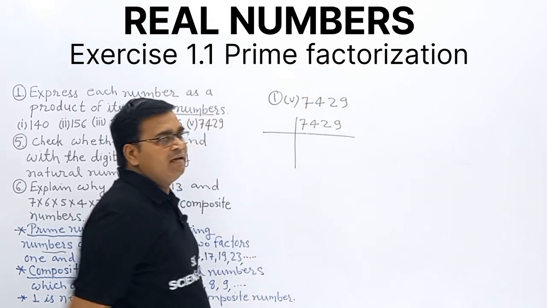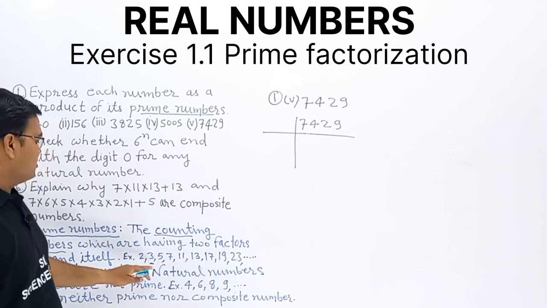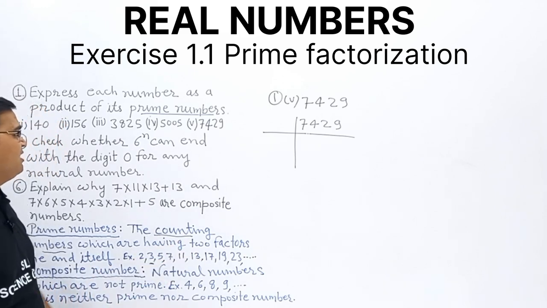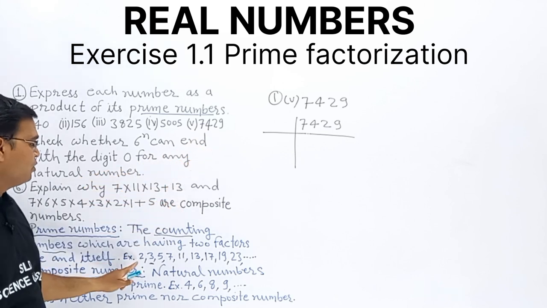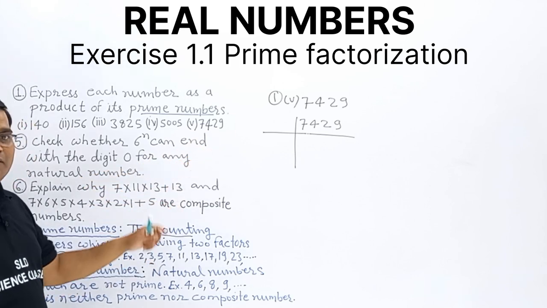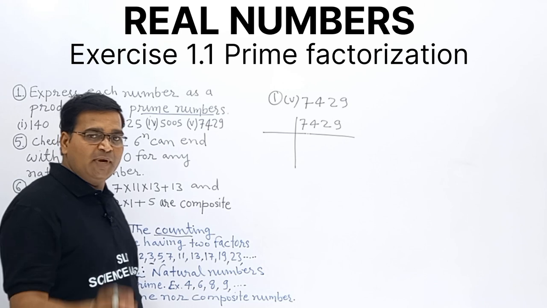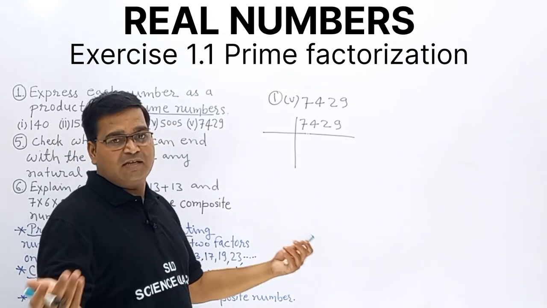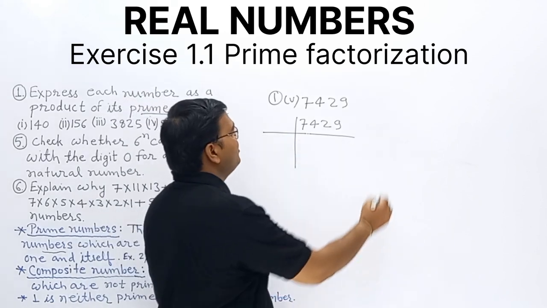7429. Again, apply each prime number to check divisibility. Can we divide this number by 2? No. For 3, if the sum of digits of this number is a multiple of 3, then we can say it is divisible by 3. So add these numbers.